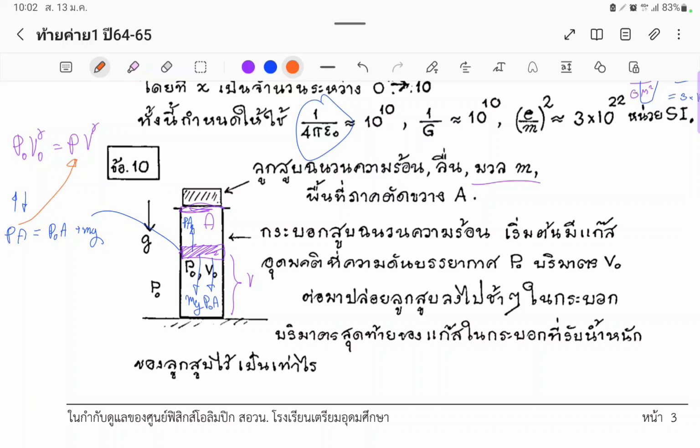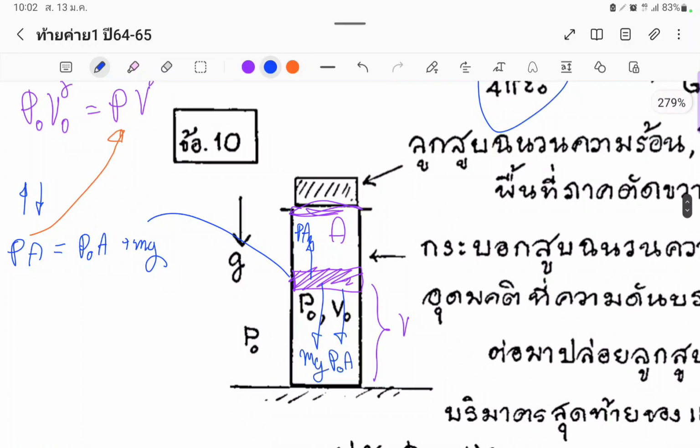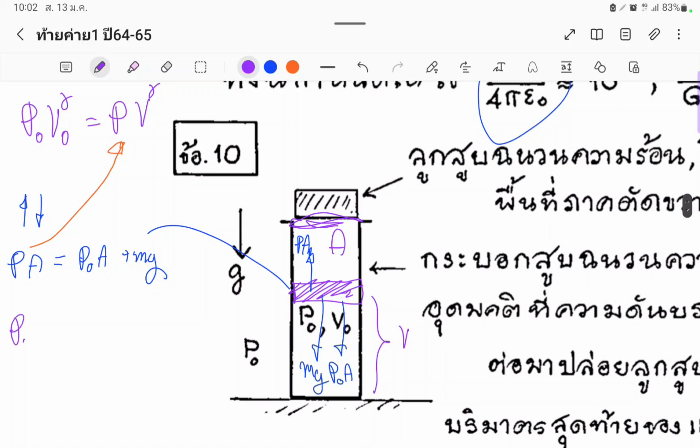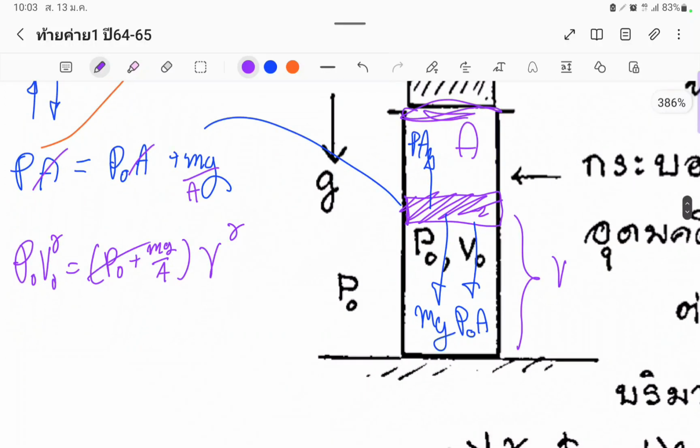Okay, I'm going to assume that they forgot gamma first, because gamma can be written in terms of f, but there is no information about f, right? So we have to try our first instinct first and see if that's correct. If we divide by A on both sides, we get P naught plus mg over A, and then V to the power of gamma, and then we just find this V by dividing everything by this.